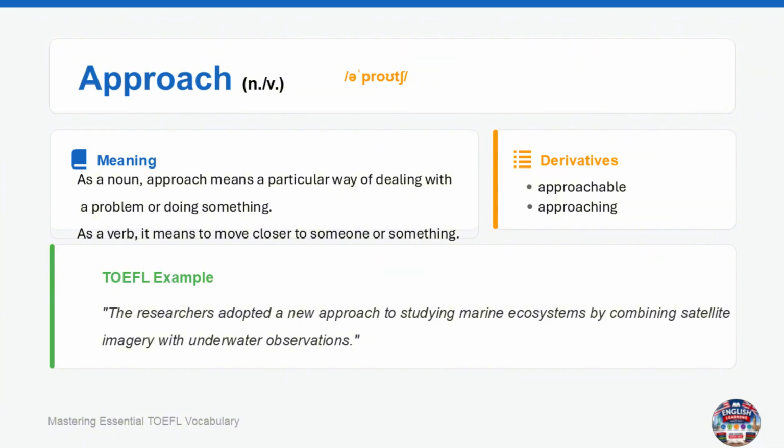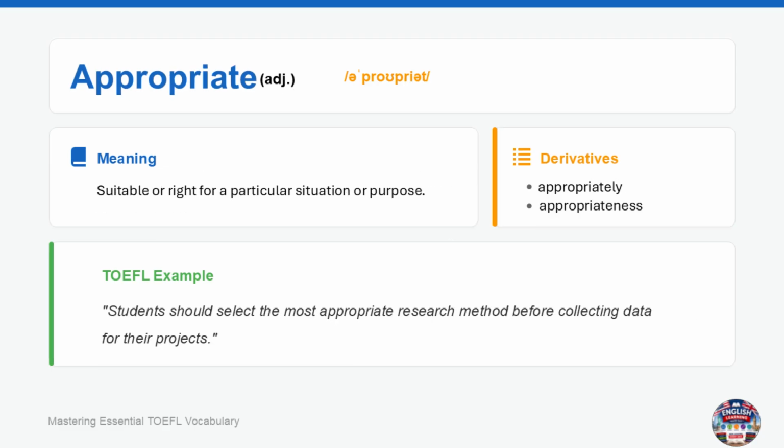The researchers adopted a new approach to studying marine ecosystems by combining satellite imagery with underwater observations. Here's your question. What approach did the researchers adopt? They combined satellite imagery with underwater observations to study marine ecosystems. Now the derivatives. Approachable, approaching. So an approach is basically a method or strategy. Exactly. Our fifth word for today is appropriate.